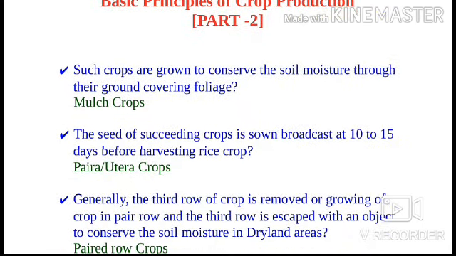First point is, such crops that are grown to conserve the soil moisture through their ground covering foliage are known as mulch crops. We can use organic mulch which can enhance the crop growth, such as straw, peat, sawdust, etc.